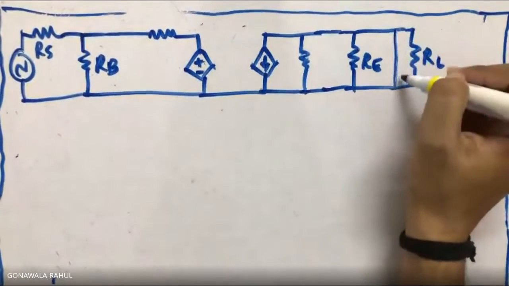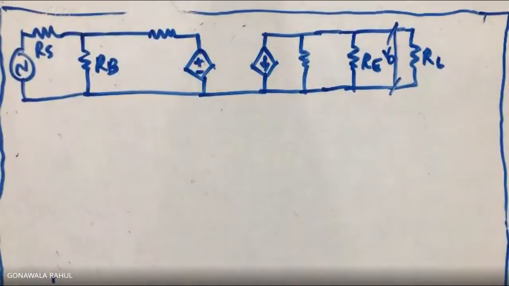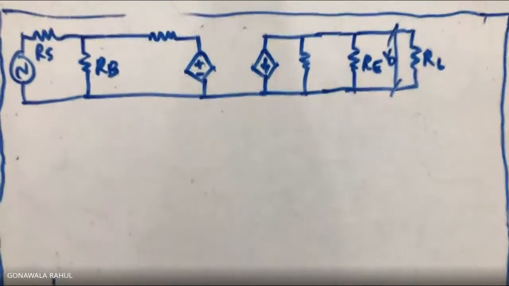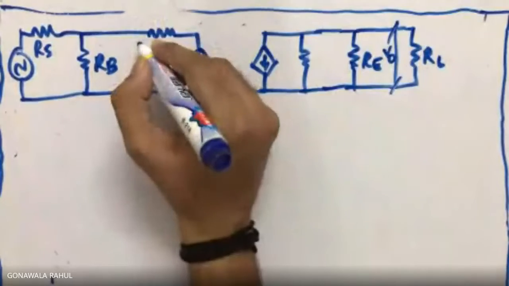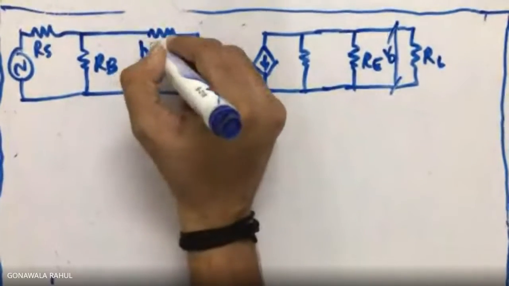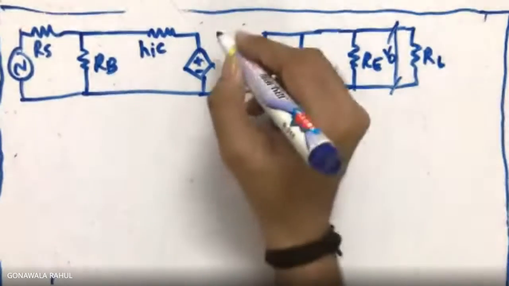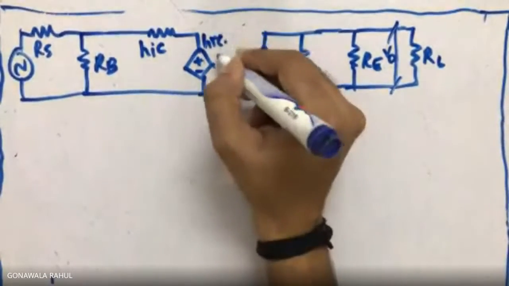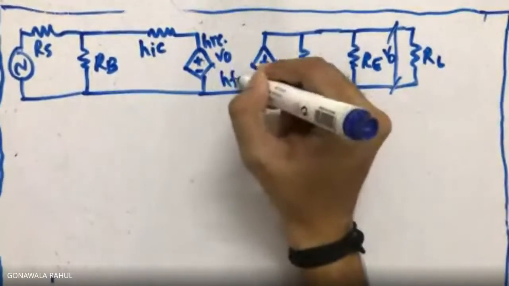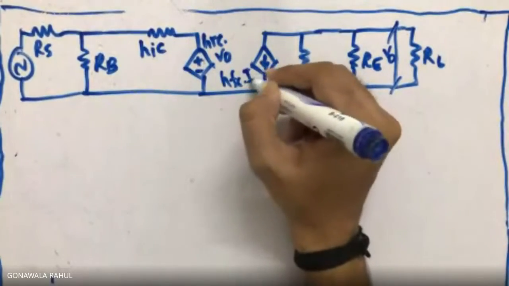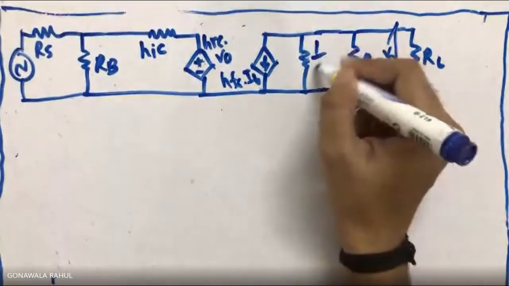Okay, and across RL we are going to get output, that is VO, that we know very well. Now what is this? So this is our H parameter replacement. So here it will be HIC, this will be HRC into V out, this will be HFC into IB, because input current is IB, then this will be 1 by HOC.